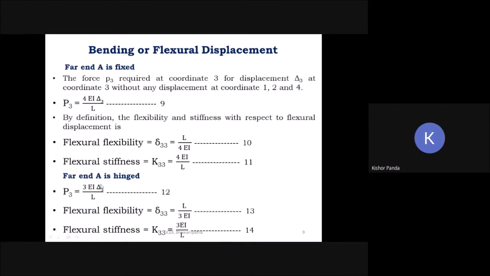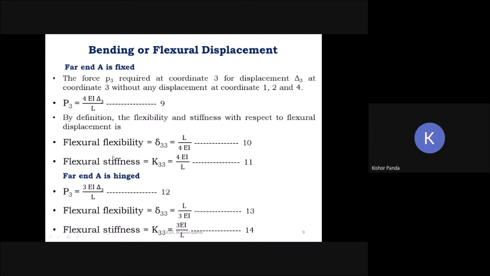And when the far end A is hinged, in this case the force and displacement relation is P3 is equal to 3EI delta 3 by L. So here also you have to find out the flexural flexibility and the flexural stiffness. By putting P3 equal to 1, delta 3 is equal to L by 3EI, and for flexural stiffness, you have to put delta 3 equal to 1. So P3 is equal to K33, and K33 is equal to 3EI by L.